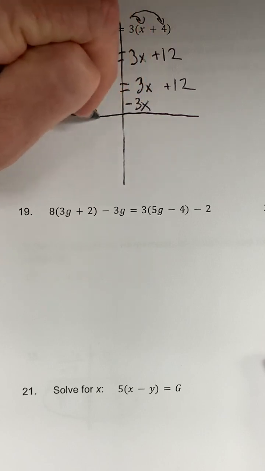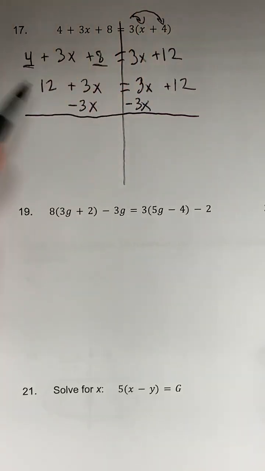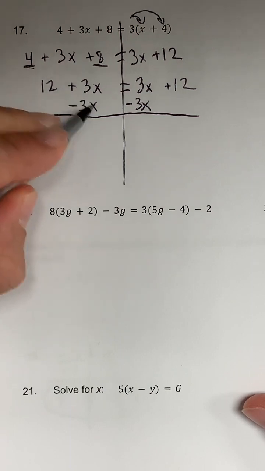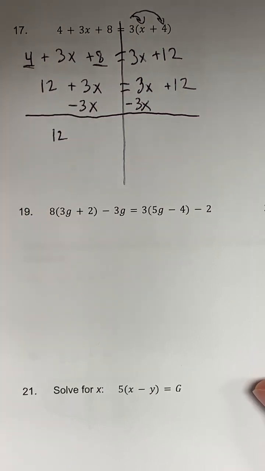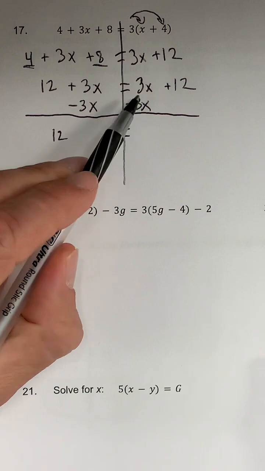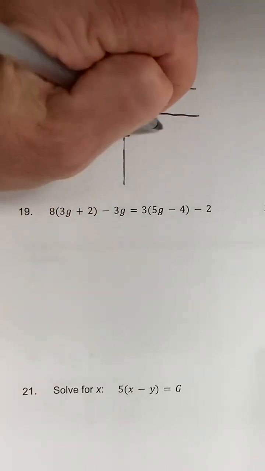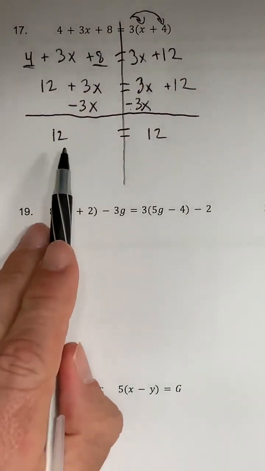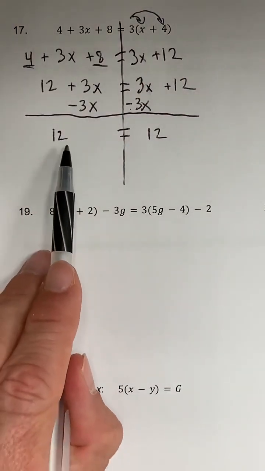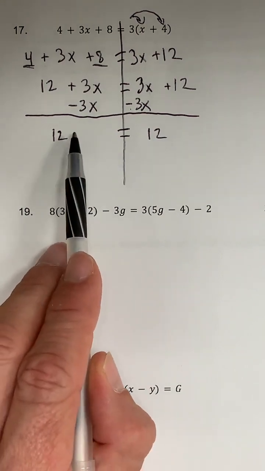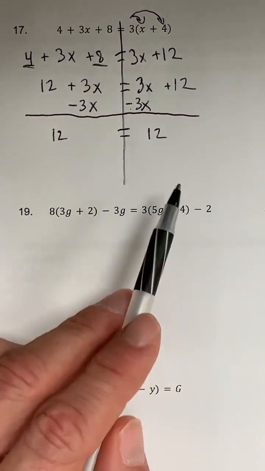And I think what's going to happen next is going to be rather interesting. So there's a 12 over here, but the 3x minus 3x, they canceled out. So we're just left with a 12. And now over here, the same thing happened. 3x minus 3x. These x's go away, and all we're left with is a 12. So for the first time in this problem, we see 12 equals 12. And this is interesting because all of the x's completely vanished.